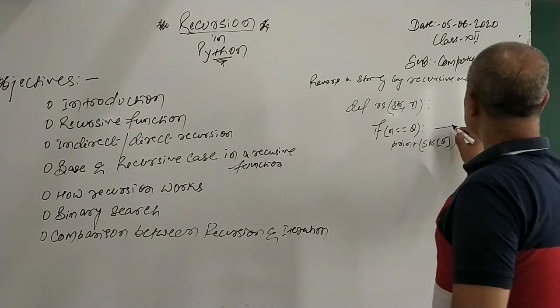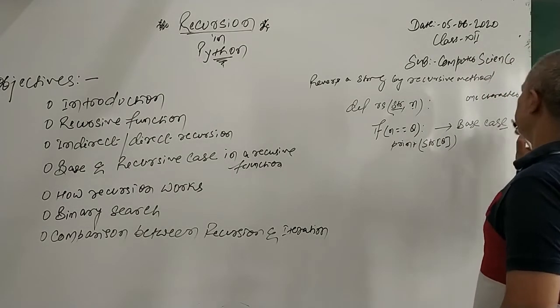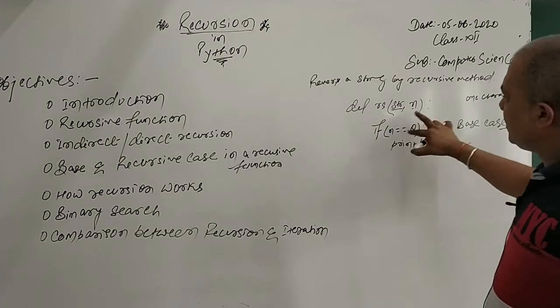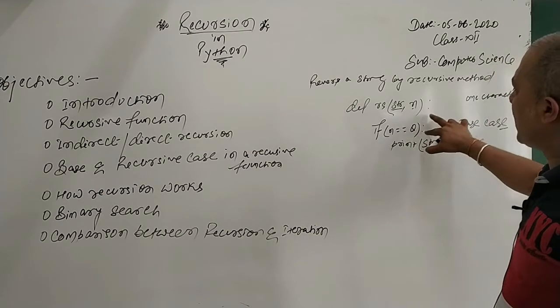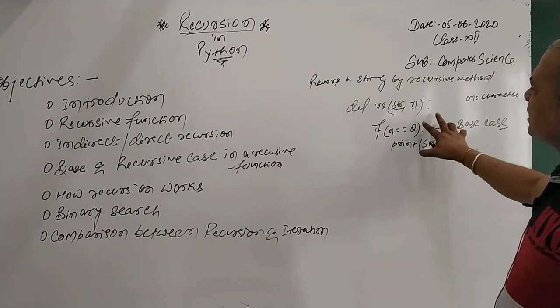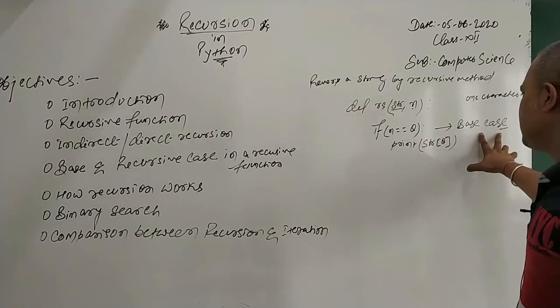Now this is a base case because it's finite. One situation may be there when the value of n equal to 0, and once the value of n equal to 0, it will simply print that character. This is one of the cases in a recursive method that should be there, and as a base case it is.